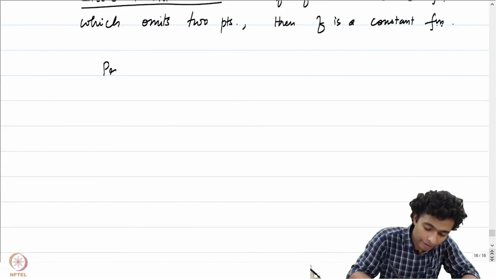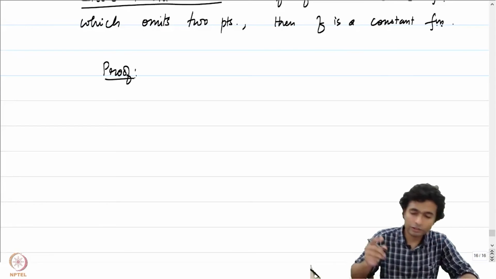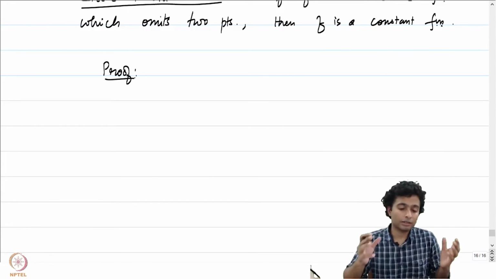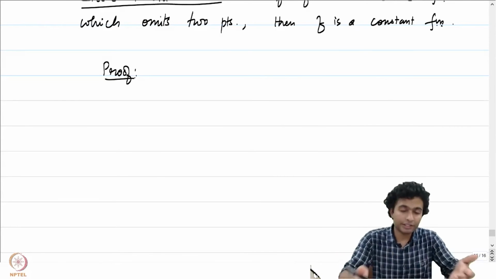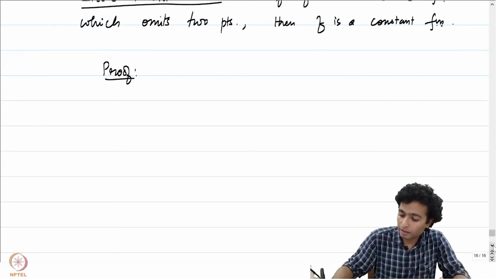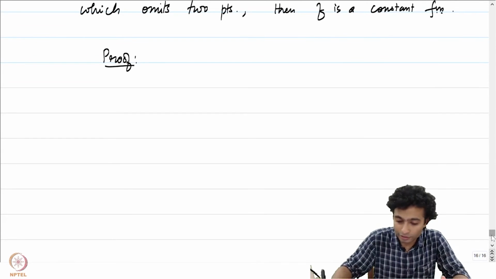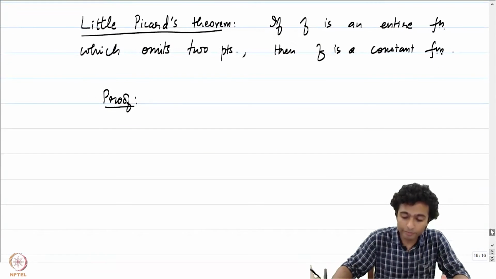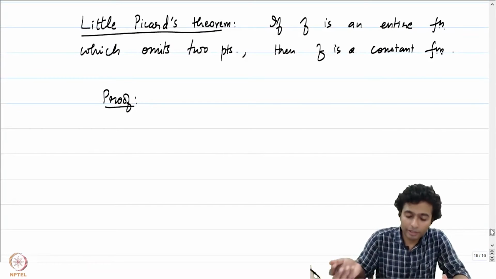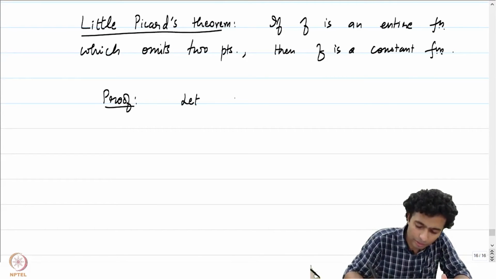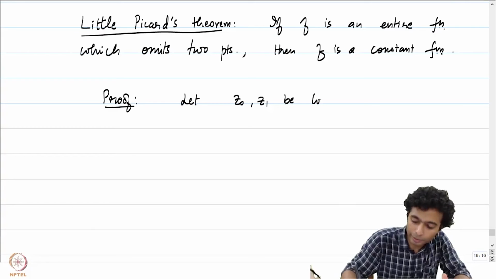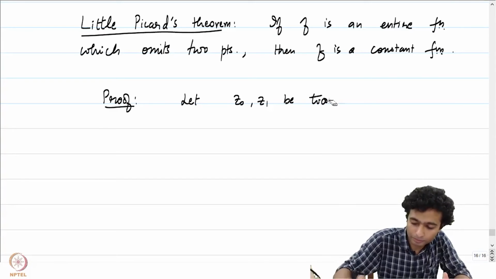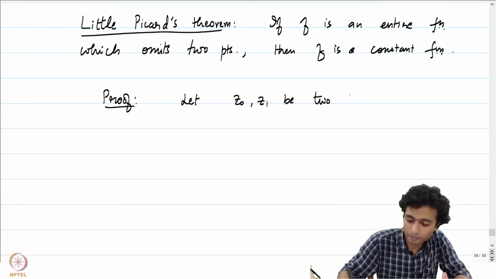We have everything needed to do that. First observation is that C is a simply connected set, and whatever we just said a few minutes back is quite relevant for our function f as well. But before that, it could omit any 2 points, right? So, let z0 and z1 be 2 distinct points which f omits.